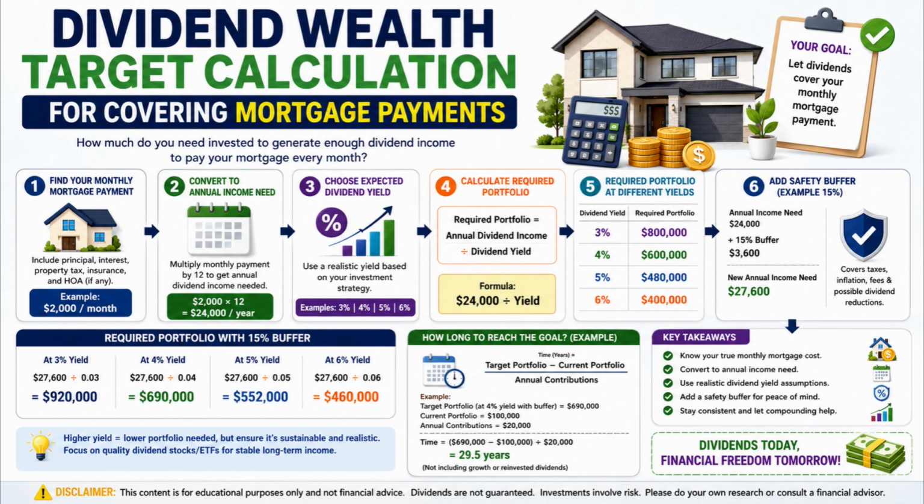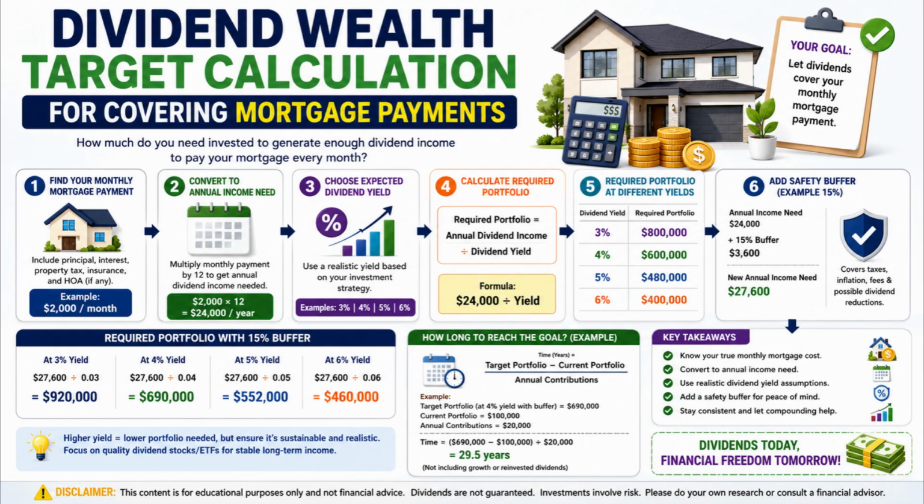Then, calculate the required portfolio using the core formula. The required portfolio equals annual dividend income divided by dividend yield. In this example, the annual dividend income need is $24,000, so the calculation becomes $24,000 divided by the expected dividend yield. Now, compare the portfolio needed at different yields.